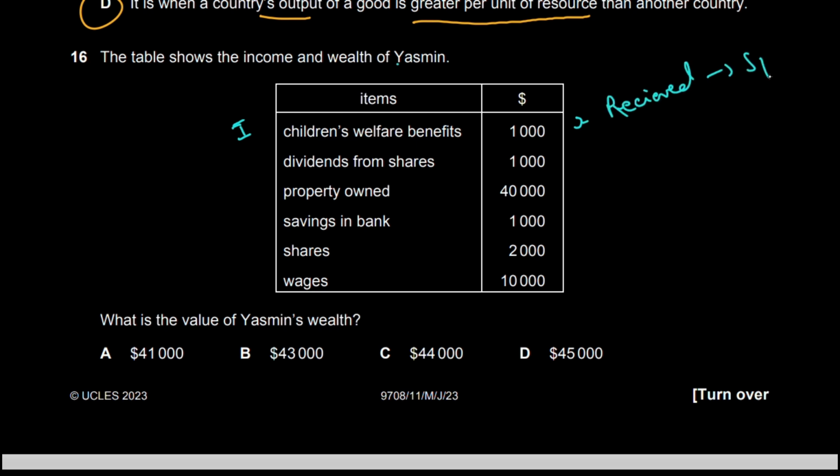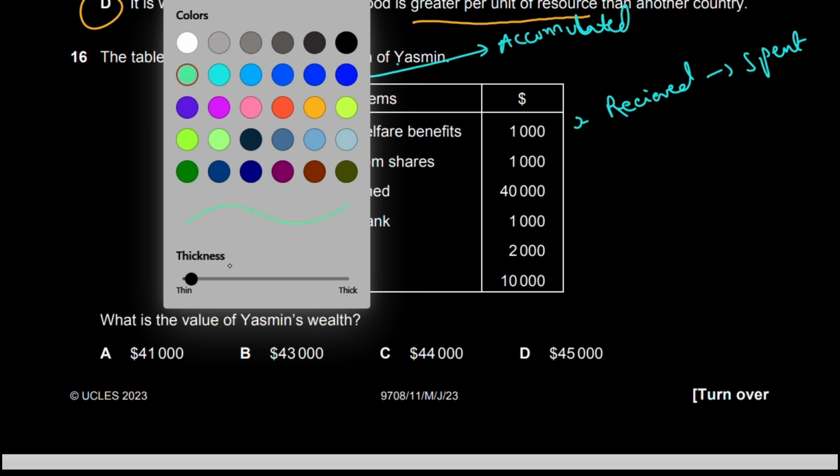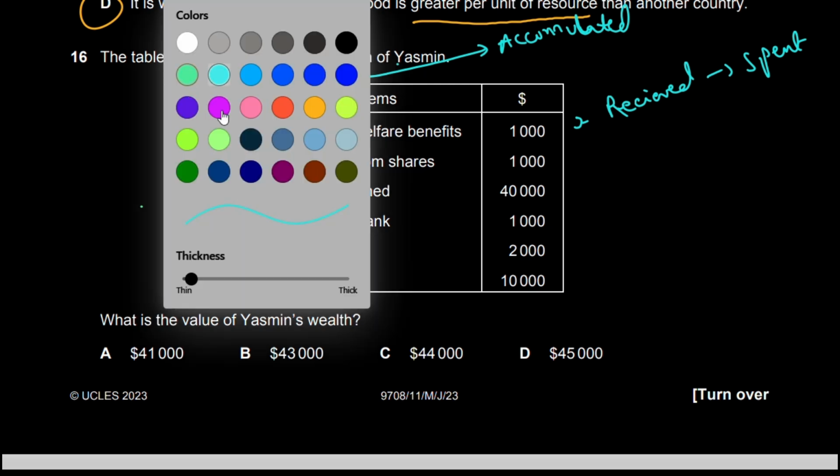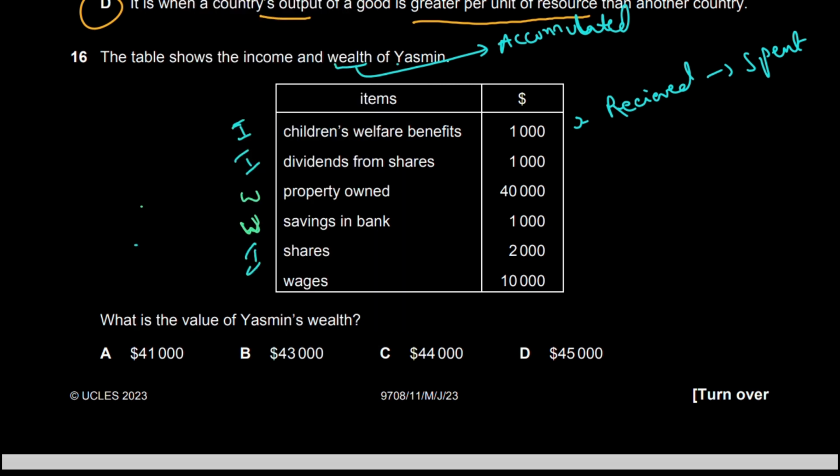and then they are spent. However, wealth is basically accumulated over time. Okay, so dividends from shares, this too is an income as it is a simple income source. Property owned, this one is our wealth. Savings in bank, this too is our wealth. Shares, this one is our income, while wages, this too is our income.